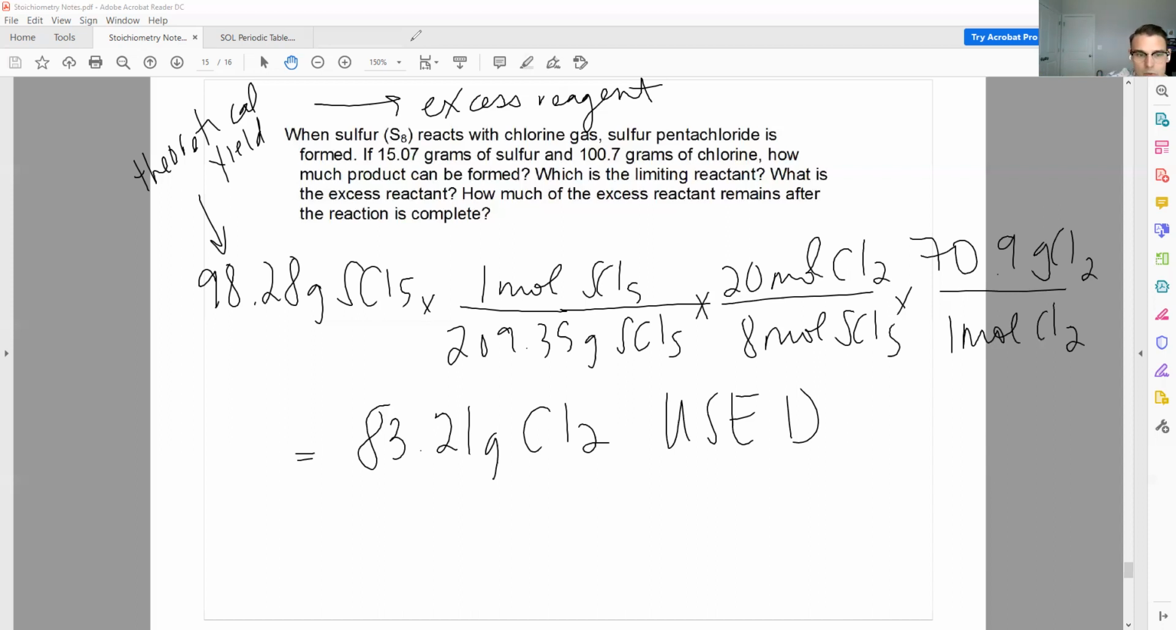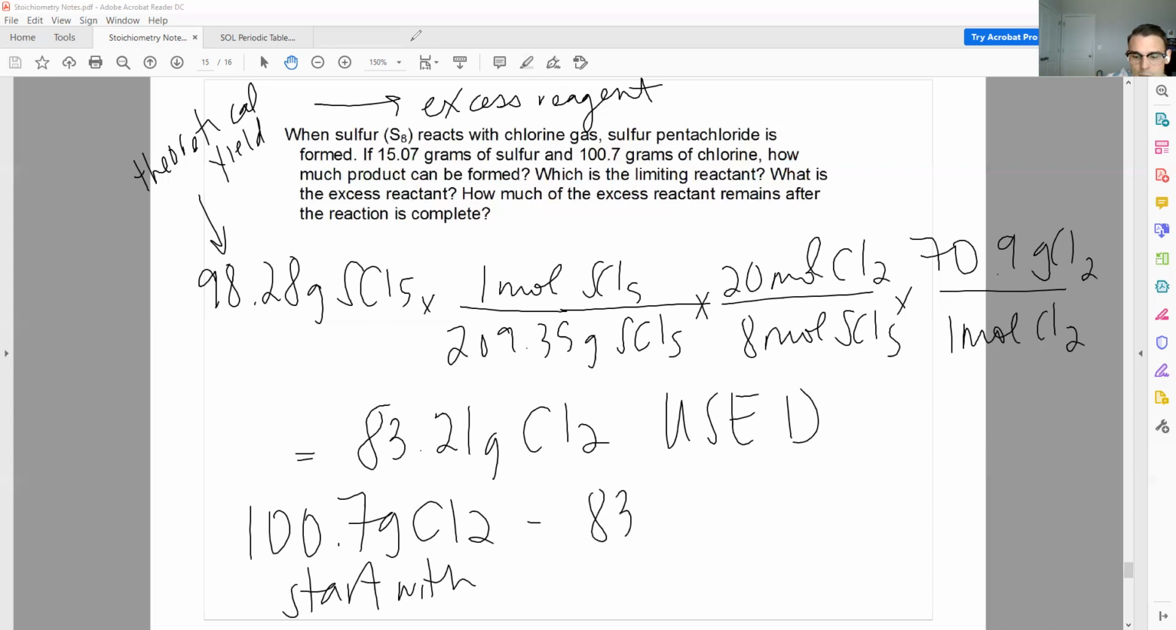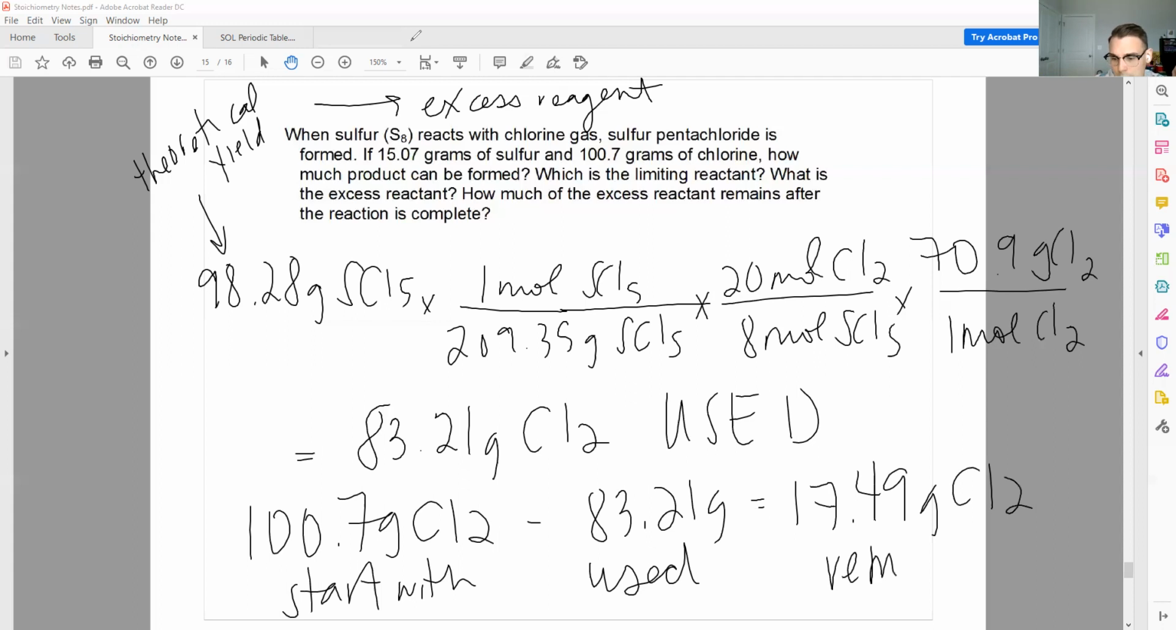Now, what do I just do? Well, I take how much I started with. I subtract the 83.21 grams, which is what I used, and I get 17.49 grams of chlorine, which is what remains. Okay, so if you start with your theoretical yield, work backwards to the excess reagent, that tells you how much of the excess reagent was used. Take the difference between what you started with and what you used, and that will give you what remains. Simple.